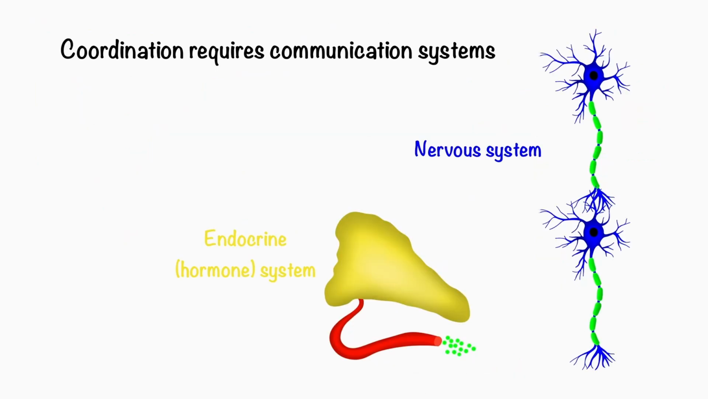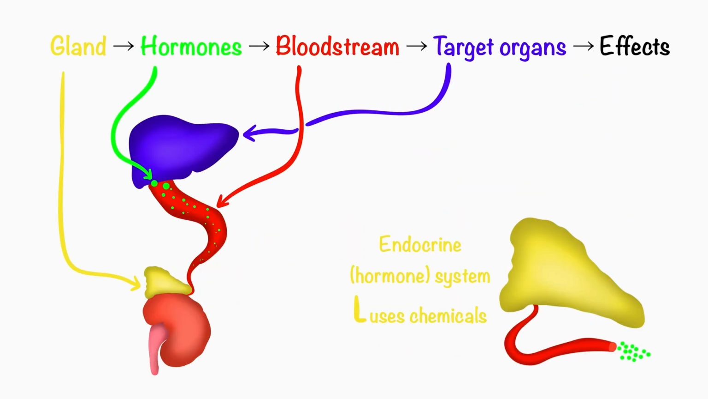Our bodies need to send information between different parts to coordinate activities. While the nervous system uses electrical impulses traveling along neurons, the endocrine system uses chemical messengers called hormones. Hormones are chemical molecules released directly into the bloodstream. They travel throughout the body but only affect particular cells in specific organs, called target organs. These target cells have special receptors that recognize and respond to specific hormones.